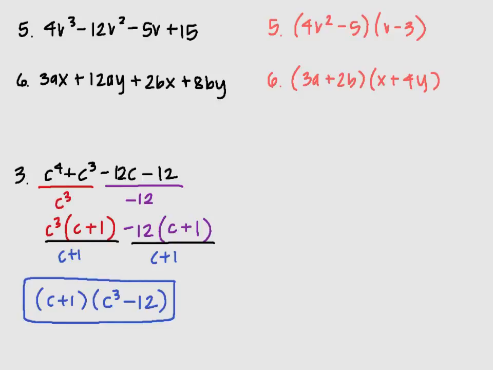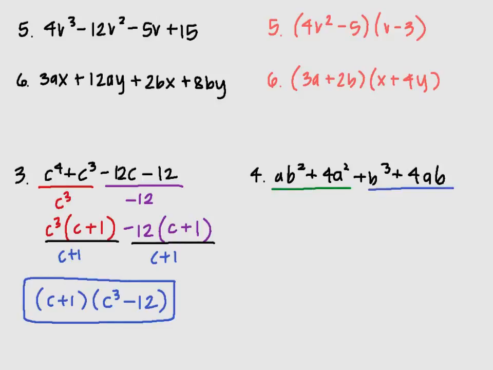Moving on to example number 4, we were given ab squared plus 4a squared plus b cubed plus 4ab. Again, it looks like all four of the terms do not have anything in common, so what we do have to do is factor by grouping. So group the first two terms together, group the second two terms together.